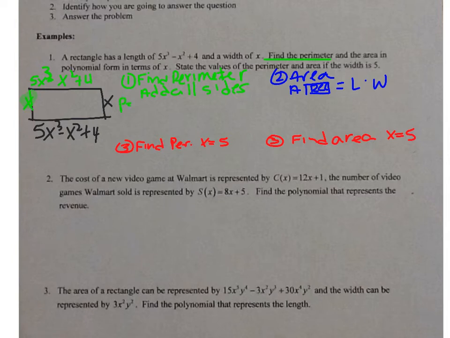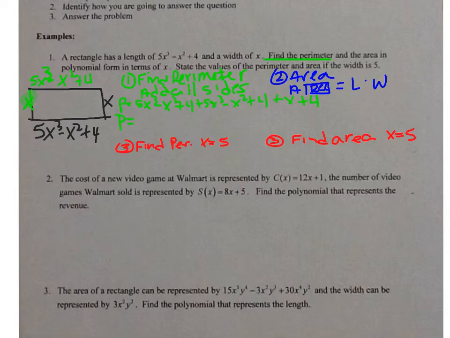So P equals, so we're going to have 5x to the third minus x squared plus 4 plus 5x cubed minus x squared plus 4 plus x plus x. Sorry, I didn't give you guys enough room, but just try to squeeze in there. All right, so what do we do? Well, we combine like terms.